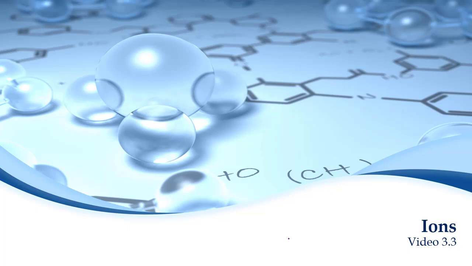In this video, we're going to be talking about a special type of atom called an ion. So just like how an isotope was an atom that had different numbers of neutrons, an ion is going to be an atom that has a different number of other particles.